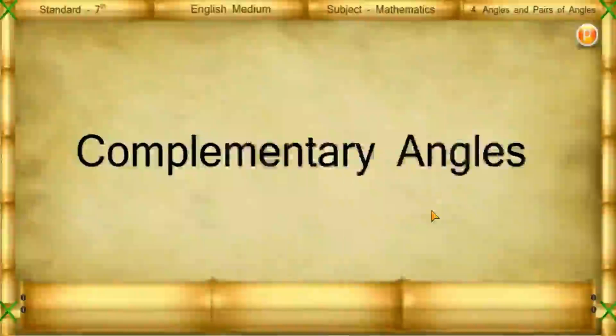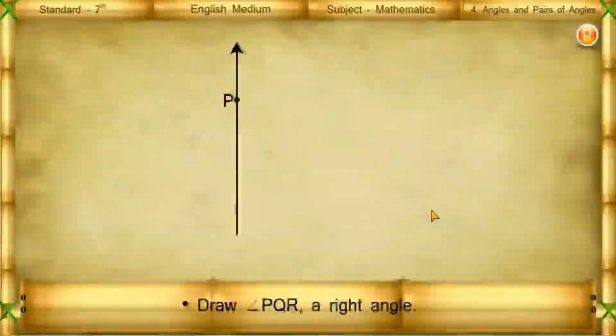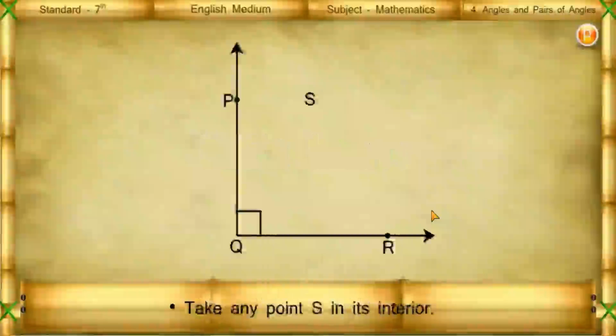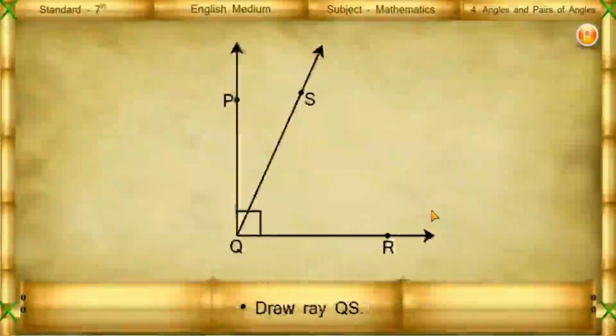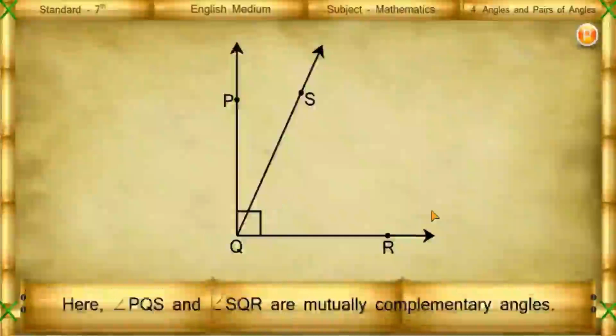Complementary angles. If the sum of the measures of two angles is 90 degrees, they are known as complementary angles. Let's learn. Draw angle PQR, a right angle. Take any point S in its interior. Draw ray QS. Add the measures of the angles, angle PQS and angle SQR. What will be the sum of the measures? Equal to 90. Here, angle PQS and angle SQR are mutually complementary angles.